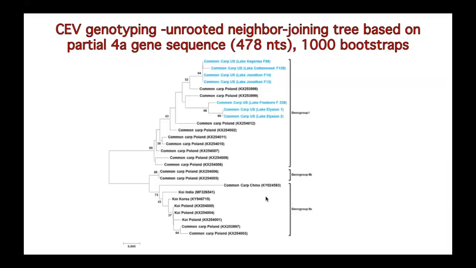But this puts a little bit more evidence that there might be another etiology of KHV in Minnesota wild carp other than just release of ornamental koi. Maybe it's going to be interesting to figure out what that might be.